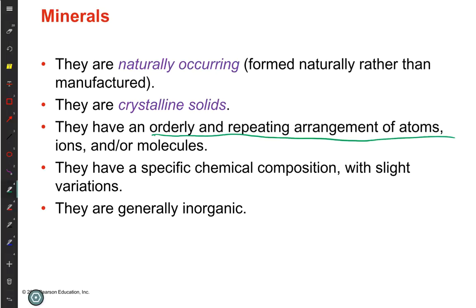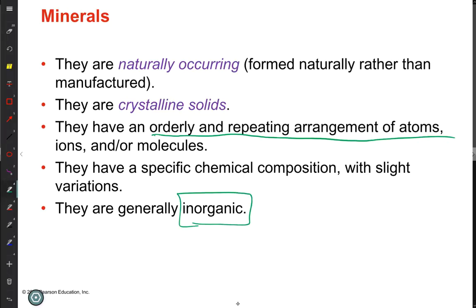These minerals have a specific chemical composition, right? So we've learned chemical formulas. Each mineral has a specific chemical formula, and they're naturally occurring, generally inorganic. What does it mean if it's inorganic? Yeah, generally not carbon containing. Not always, but generally.